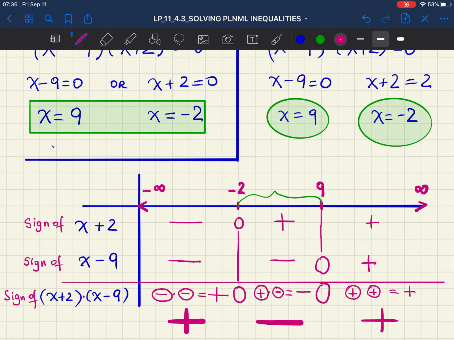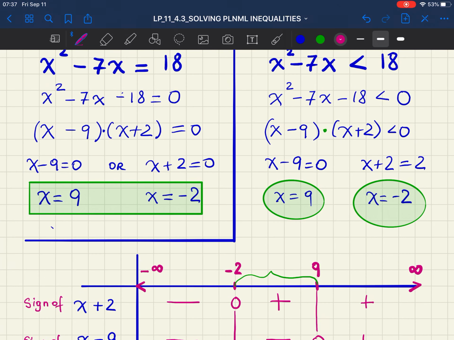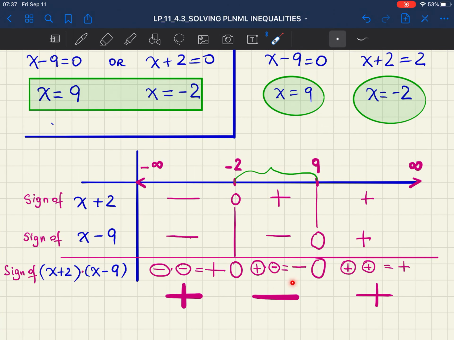So now we are thinking, okay, so we did the chart. It was a little bit of work, I must admit, but what happens next? So what we are trying to find is when this product will be less than 0. So the product was less than 0 right here, negative, for the x values between negative 2 and 9. So we'll say that all the x values between negative 2 and 9 will make the product negative.